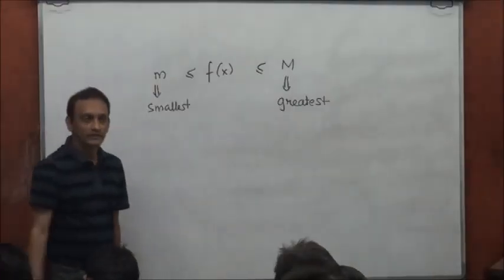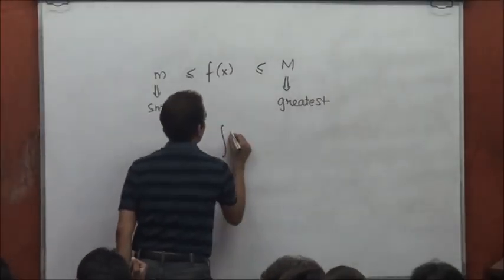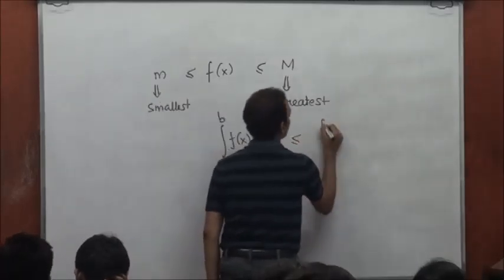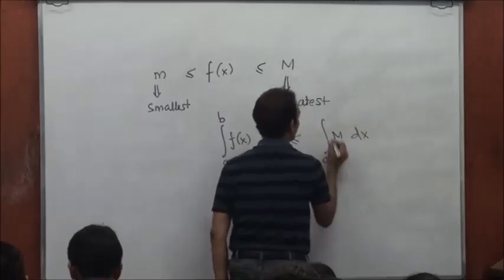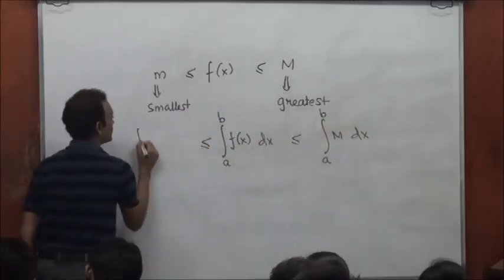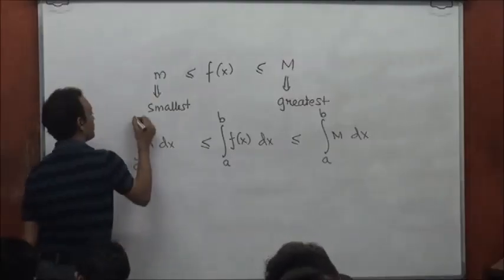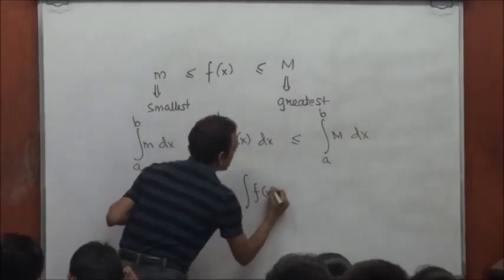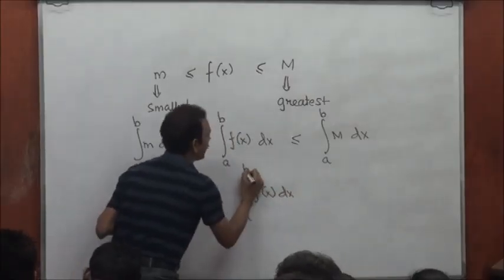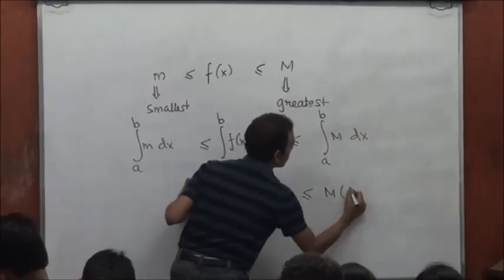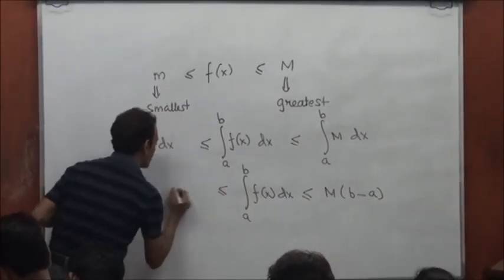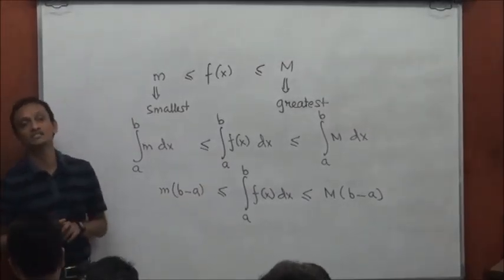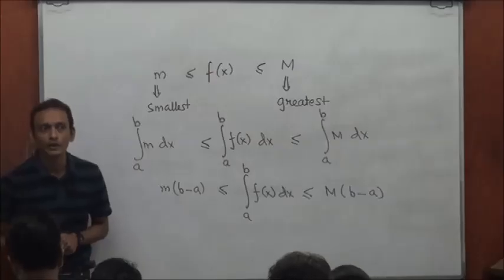Then again I can write throughout: integral f(x) dx from a to b is less than or equal to integral capital M dx from a to b, and greater than or equal to integral small m dx from a to b, right? So this will always be less than or equal to M into b minus a and greater than or equal to small m into b minus a, where small m and capital M are the smallest and the largest values of the function in the interval a to b.